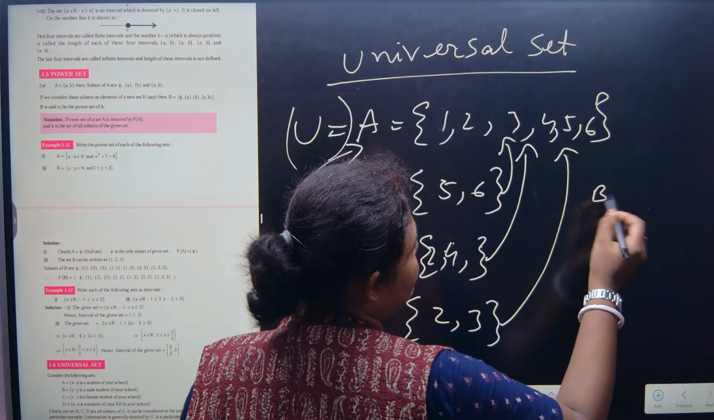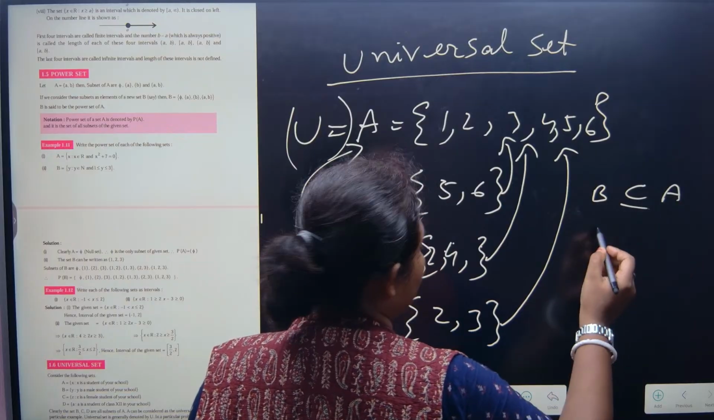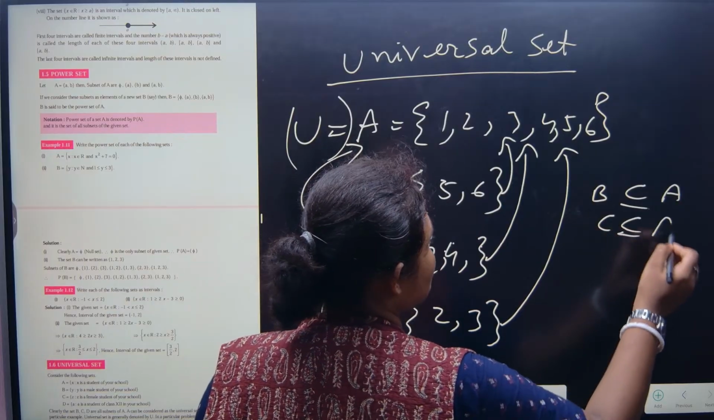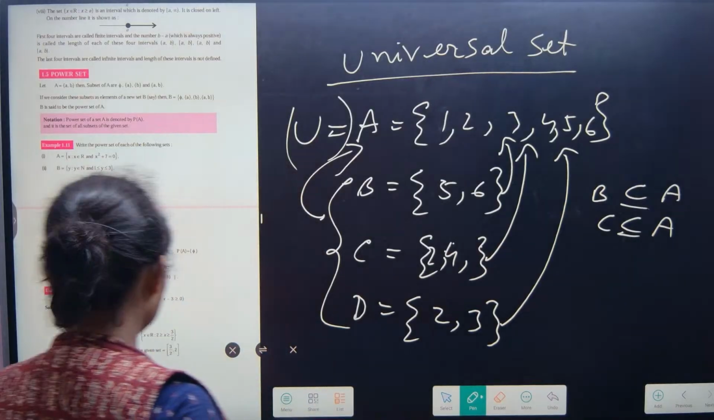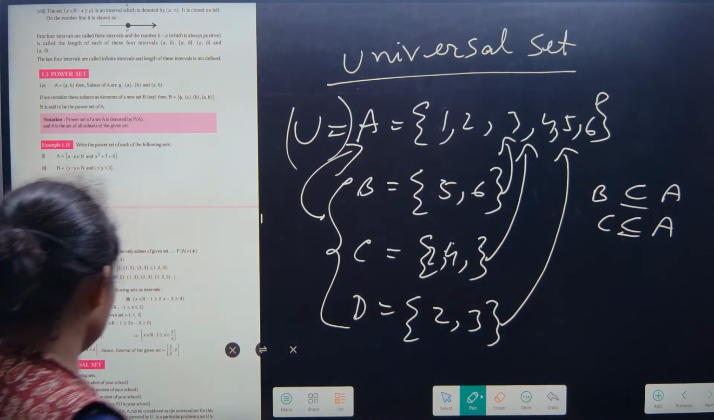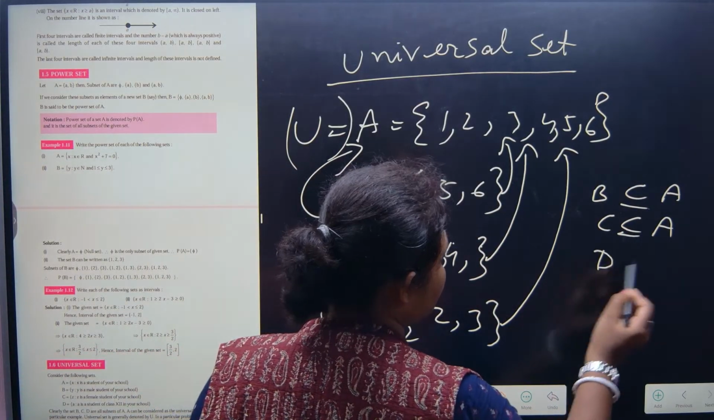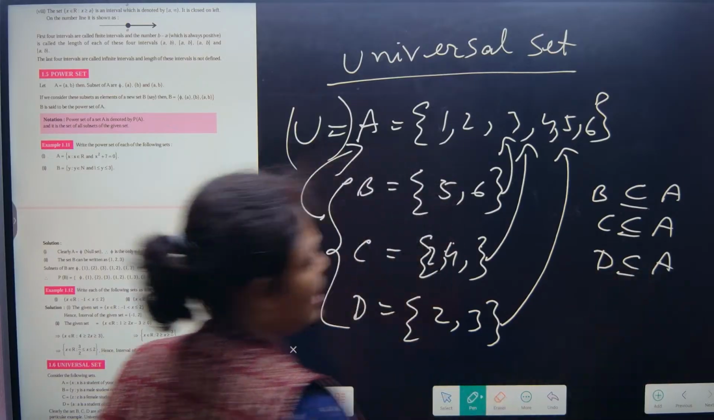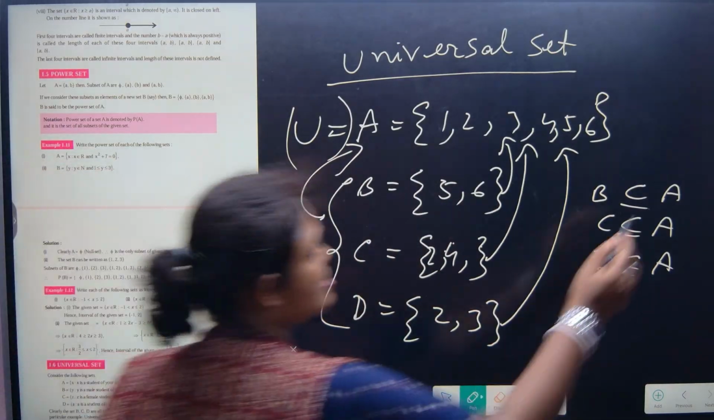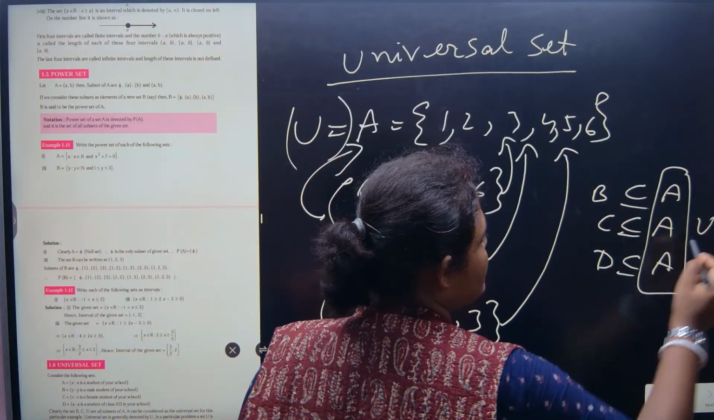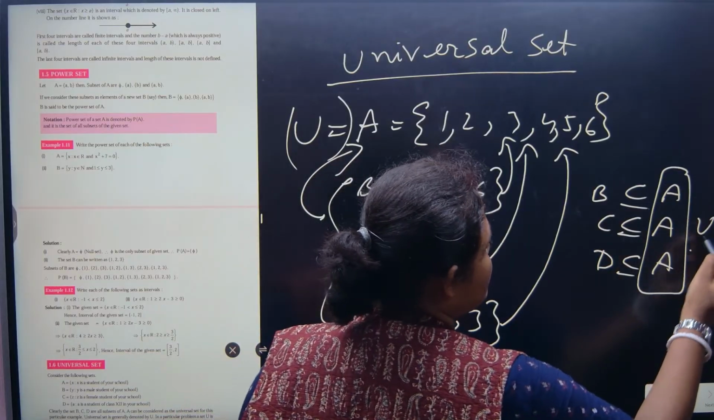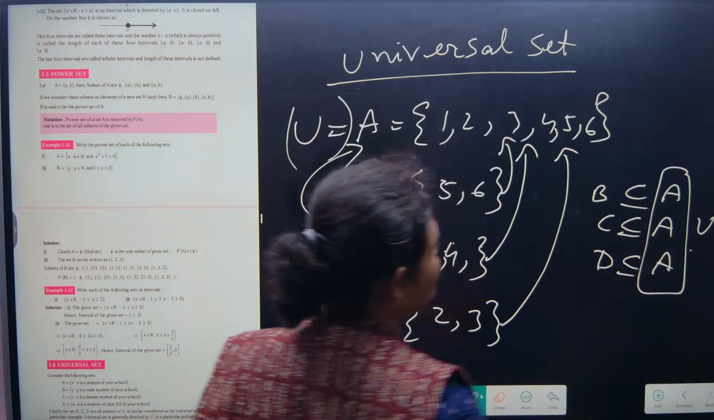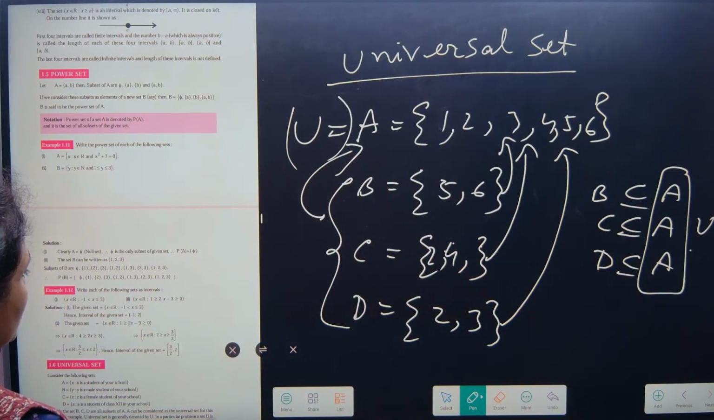Okay, then that set A is called the universal set. That means we can write B is a subset of A, C is a subset of A, then D is also a subset of A. Then this A is called the universal set U. Okay, done.